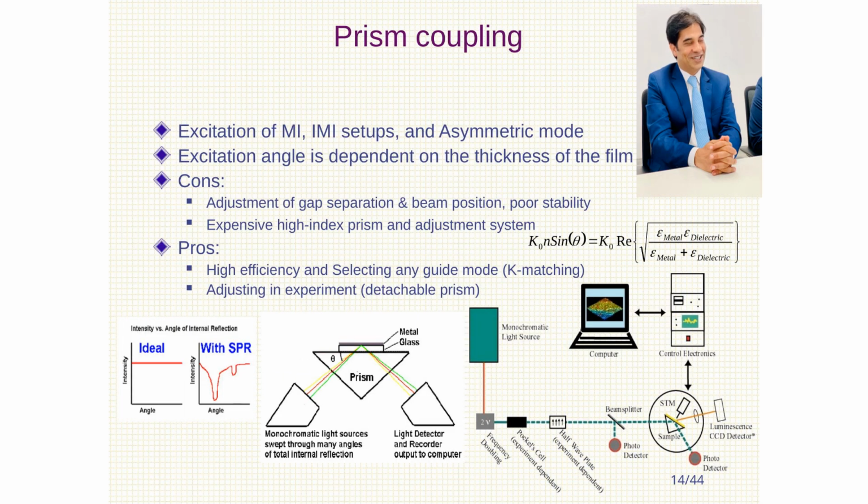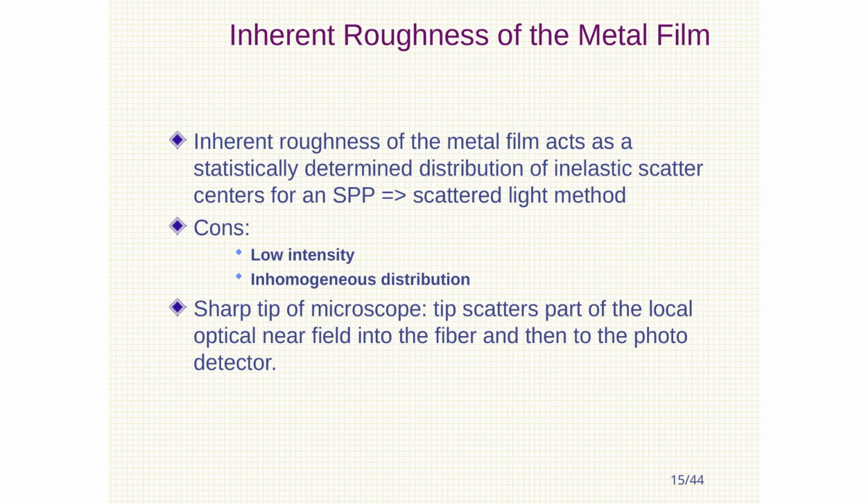Prism coupling efficiently excites MI, IMI setups and asymmetric modes with excitation angles dependent on film thickness. Despite high efficiency and mode selection flexibility, it requires precise gap and beam adjustments, leading to stability issues. The system is costly due to the high index prism and adjustment mechanisms, yet offers experimental adaptability with a detachable prism. The inherent roughness of the metal film creates a distribution of inelastic scatter centers for surface plasmon polaritons, leading to scattered light.